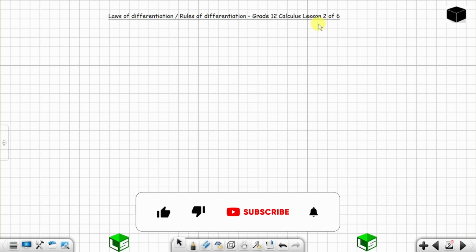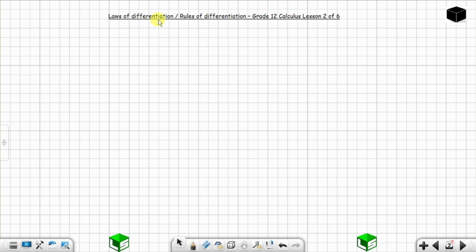Okay, lesson 2 of 6. We're still on grade 12 calculus. Now we are going to see the laws of differentiation, or the rules of differentiation.